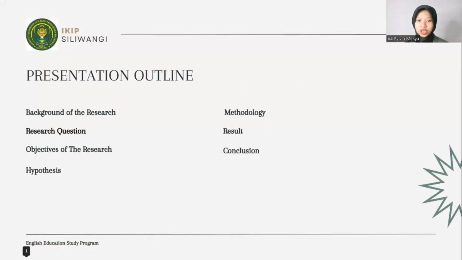Here is the presentation outline. The first is background of the research, and then research question, objective of the research, hypothesis, methodology, result, and the last, conclusion.